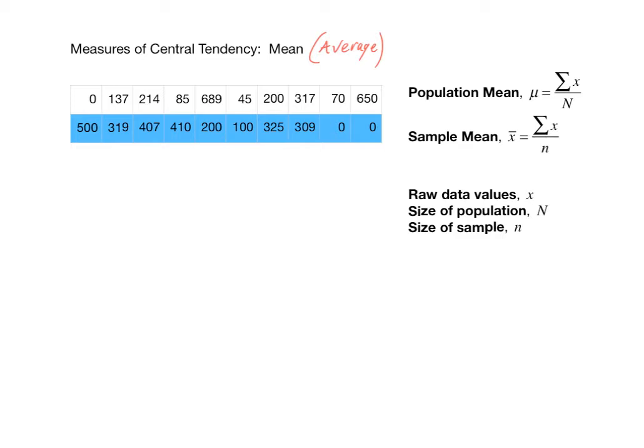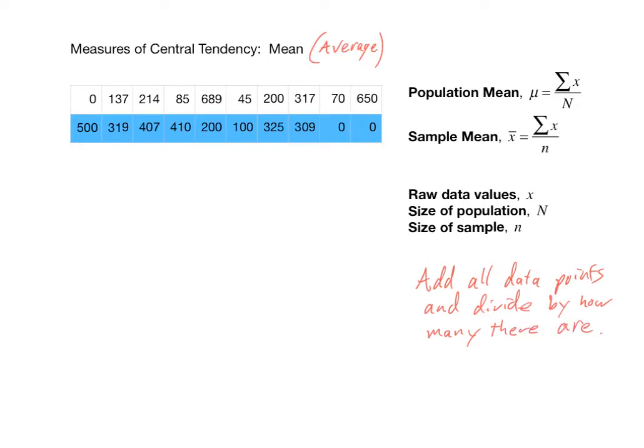So let's go through and talk about computing the mean of this set of data. You probably pretty easily remember that to find the mean, you add all the data points and divide by how many there are. That's the informal definition of the mean. Now we're going to do that with this particular set of data, but let's first discuss some notation that is not only important in this section, but will be important throughout the entire course. So it's very important that you learn this notation.